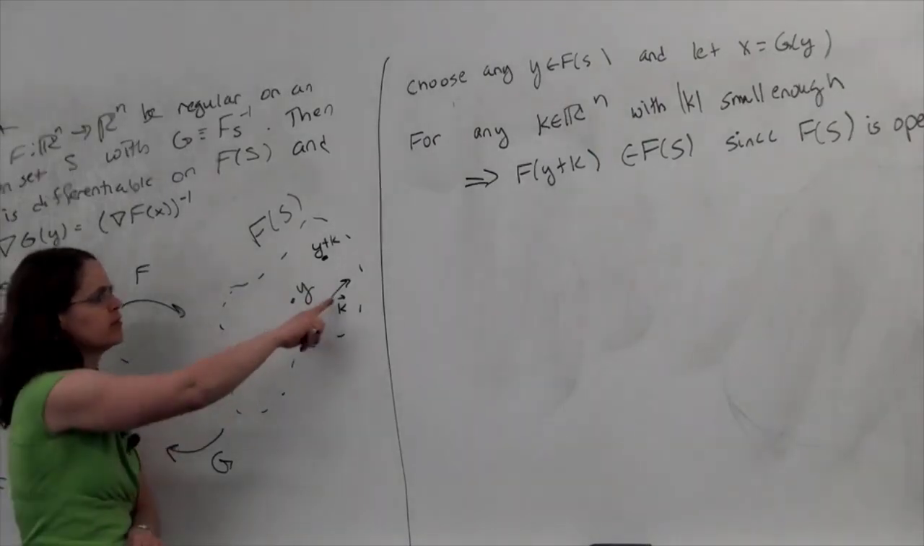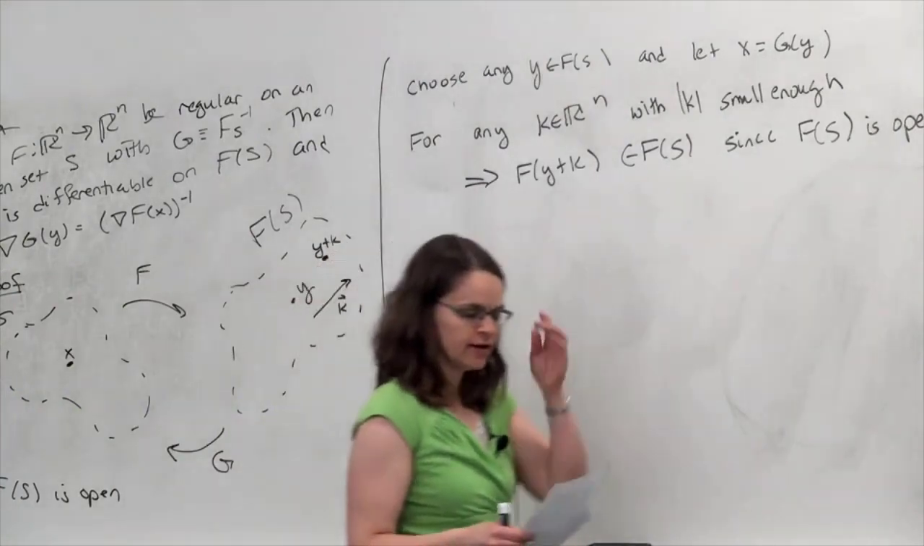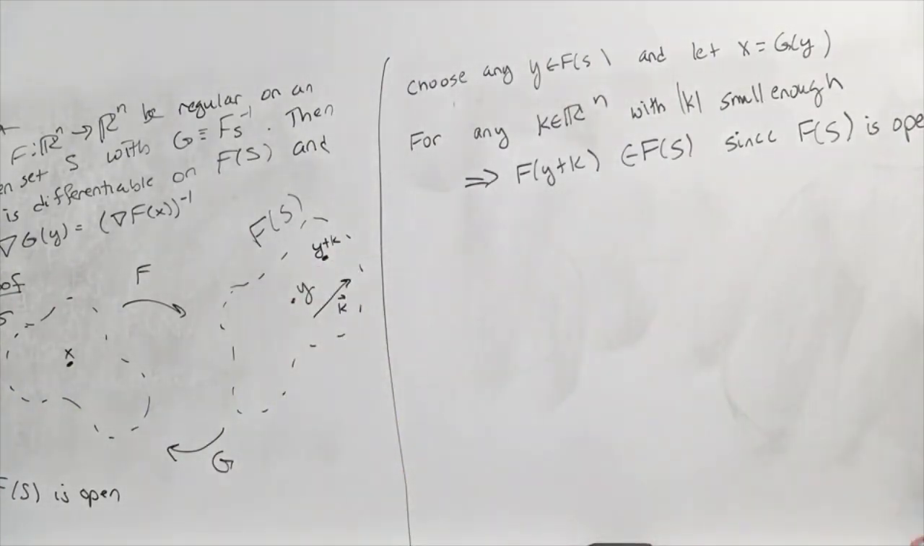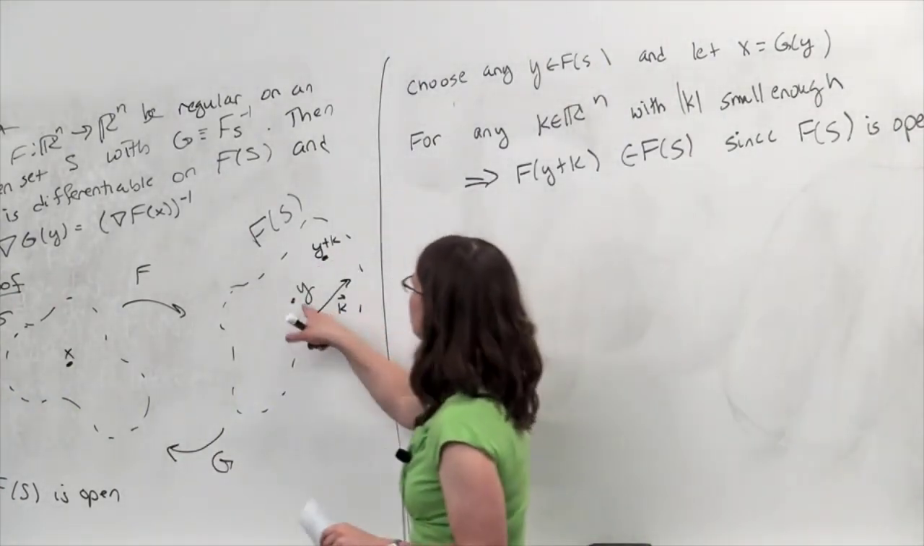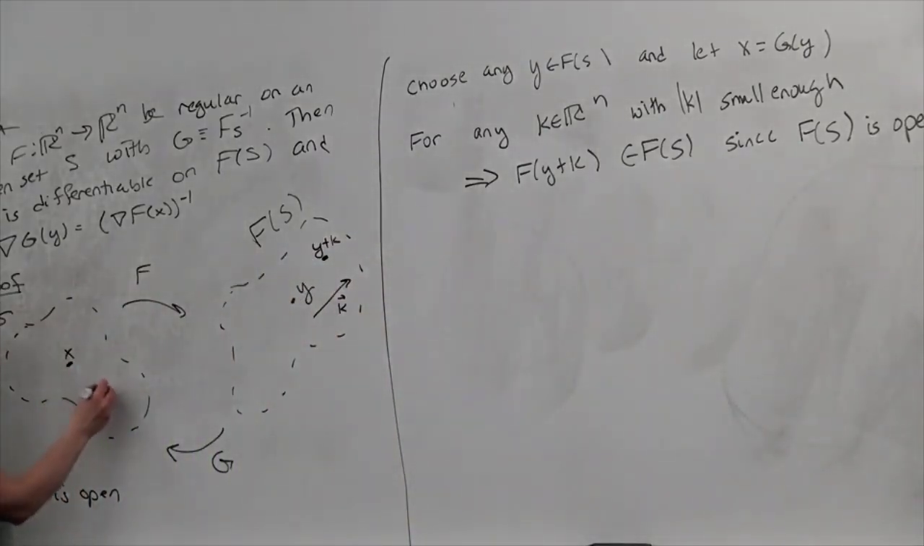Okay, so I can pick some length such that this ball stays in here, and all these different directions that we have to look at are in our set. And going from here to here is going to correspond to going from here to somewhere else. Okay, so I'll call this x plus h.